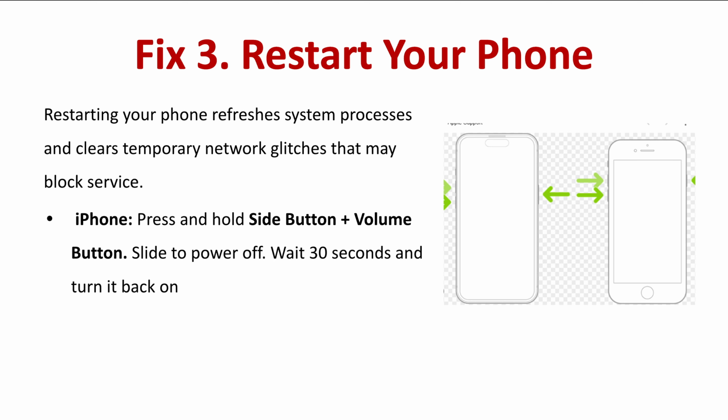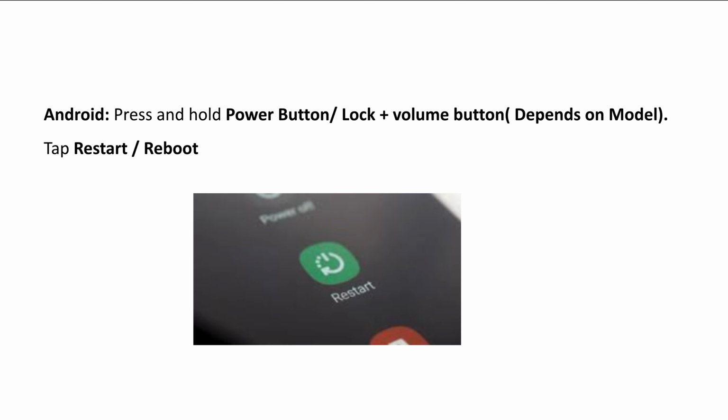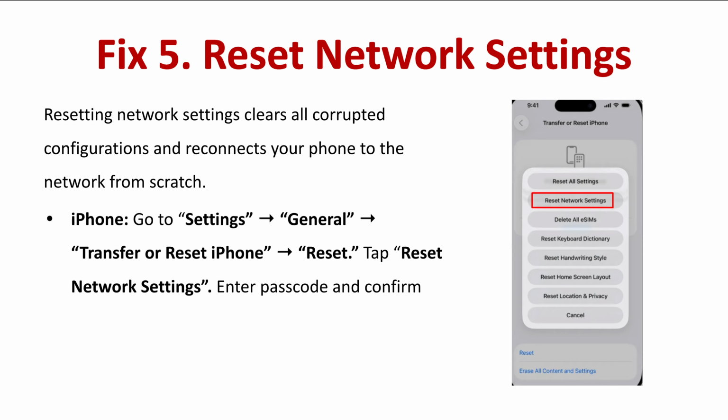Third one is restart your phone. Restarting your phone refreshes system processes and clears temporary network glitches that may block service. In iPhone, press and hold the side button plus volume button, slide to power off, wait 30 seconds and turn it back on. In Android, press and hold the power button or lock plus volume button, depending on model, tap restart and reboot.